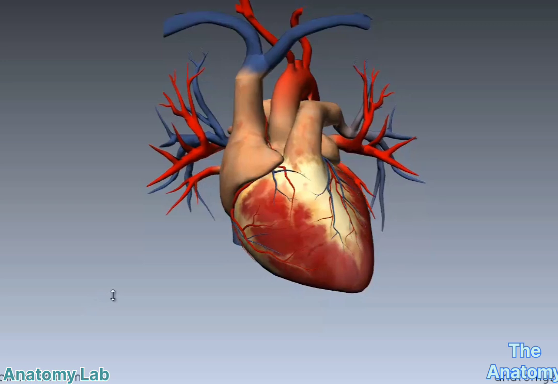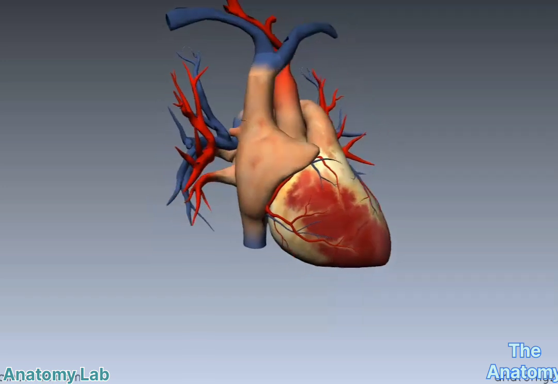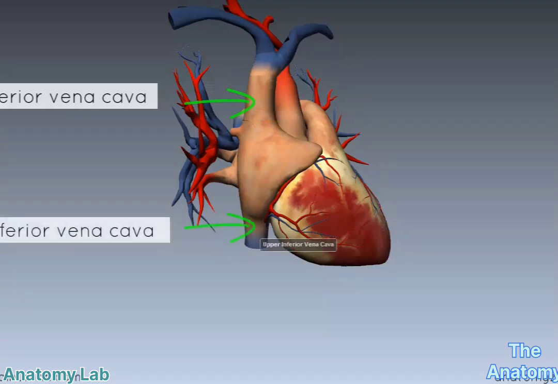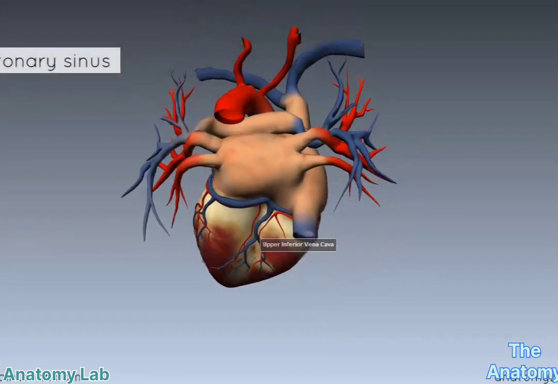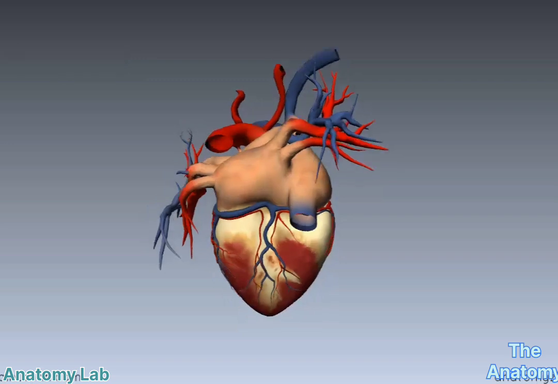I'm assuming a bit of preliminary knowledge, so you know the basic structure of the heart in terms of the atria and ventricles, and that you are aware of the great vessels and what these are, and the basic function of the heart. The right side of the heart receives deoxygenated blood from two great vessels: the superior vena cava and the inferior vena cava. Then you've got the coronary sinus at the back, which delivers deoxygenated blood from the walls of the heart into the right atrium.